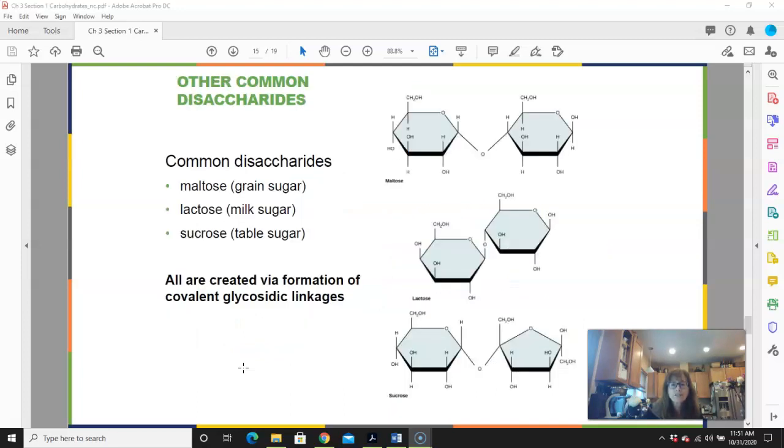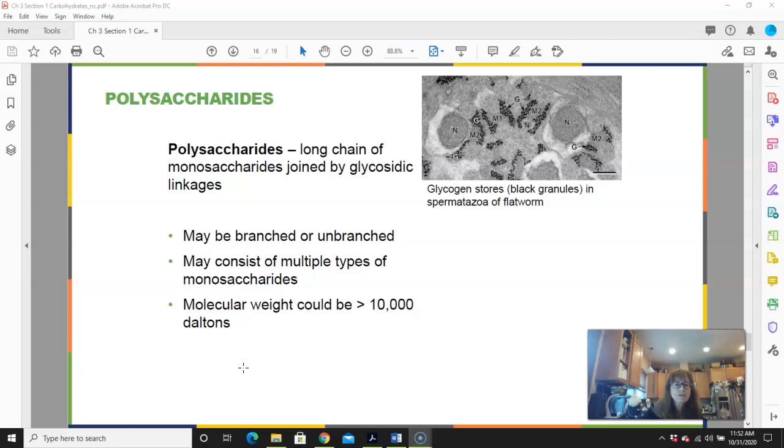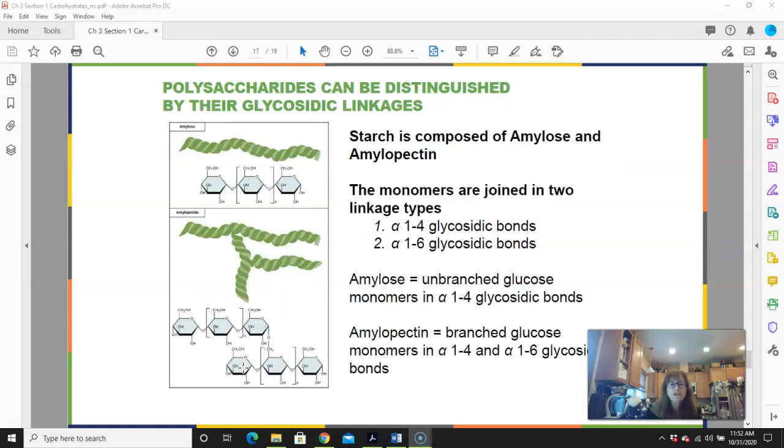Here are some common disaccharides. We'll look at these more in class. I'm going to try to keep this video as short as I can. So we'll look at some of them, and some of you already know about them. And then we get to polysaccharides, which basically are different in that one thing: they have lots of monomers joined together by glycosidic linkages, but the way in which they join can differ. And that's what we're going to focus on in a little bit.